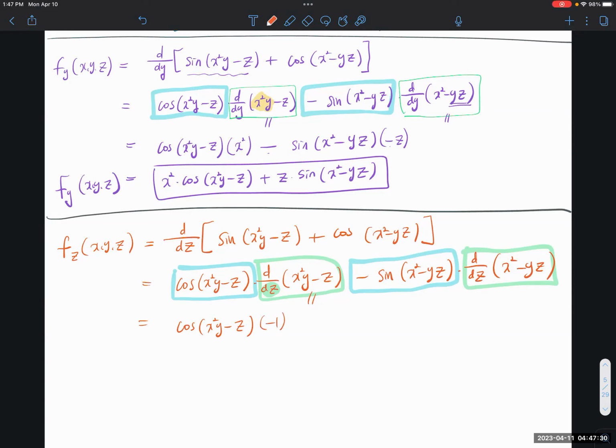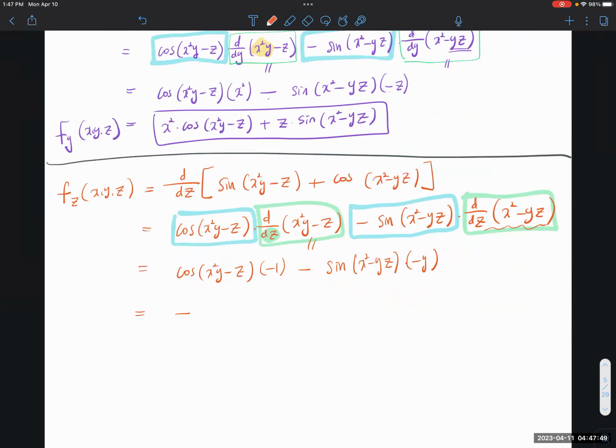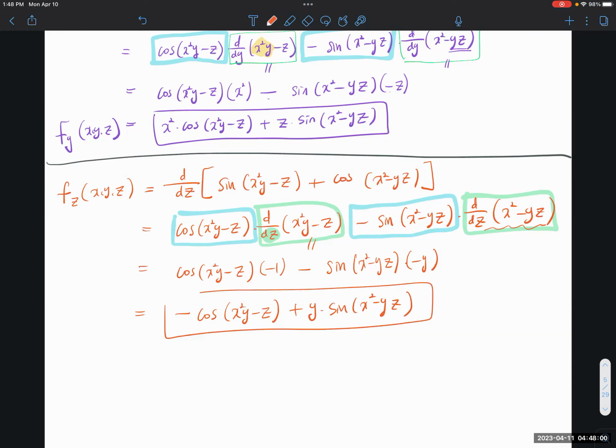Are you following? Minus sine x sec y minus yz. Same thing, x sec is a 0, and we have a minus y as a coefficient, so the derivative of z will be 1. We still have a negative y. So I'm going to change the order, minus cosine x sec y minus z, double negative changes to positive. So this is what you're going to show me in your work. So that's the partial derivative with respect to z.